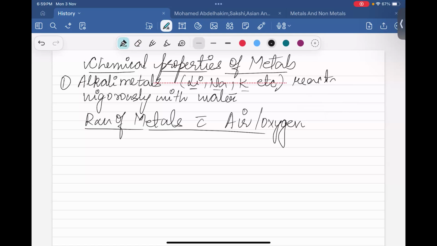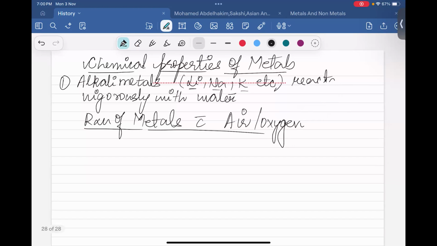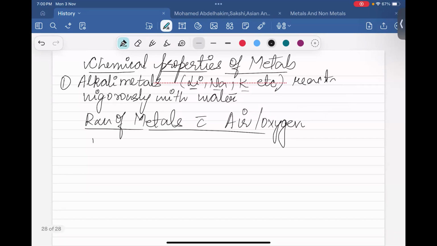Okay. So, reaction of metal with air, or we can say oxygen. Oxygen is present in air. So what does this mean? It means you have a metal. I am denoting any metal by M.